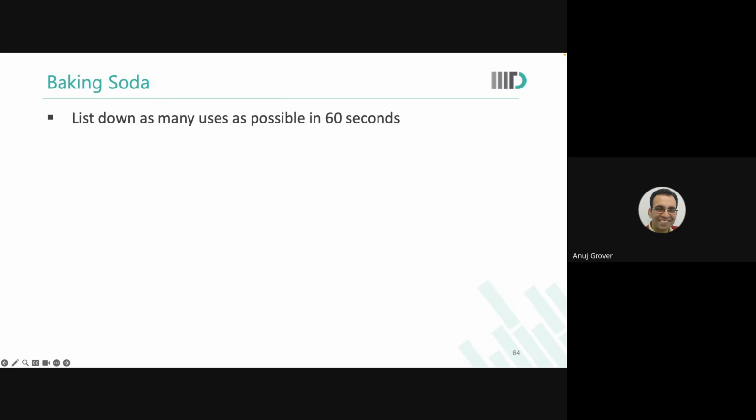I want you to list down as many uses of baking soda as possible in your notebook. In your notebook, list down as many uses of baking soda as you can think of. And you have exactly 1 minute to do this. List down as many uses of baking soda as you can think of.